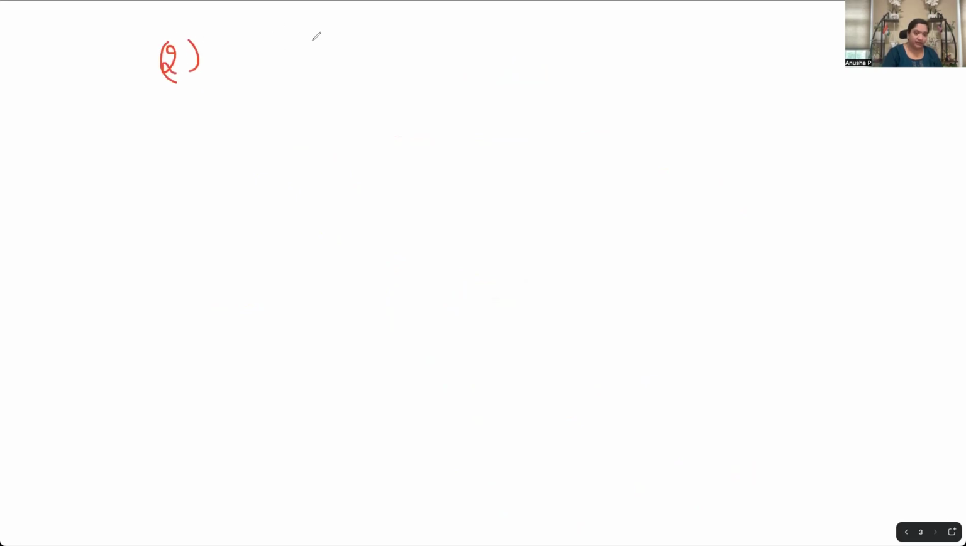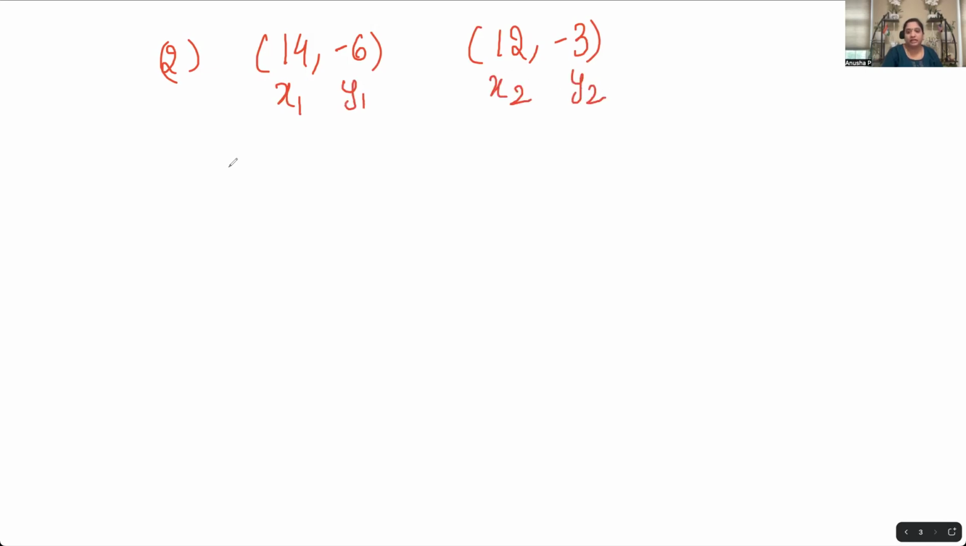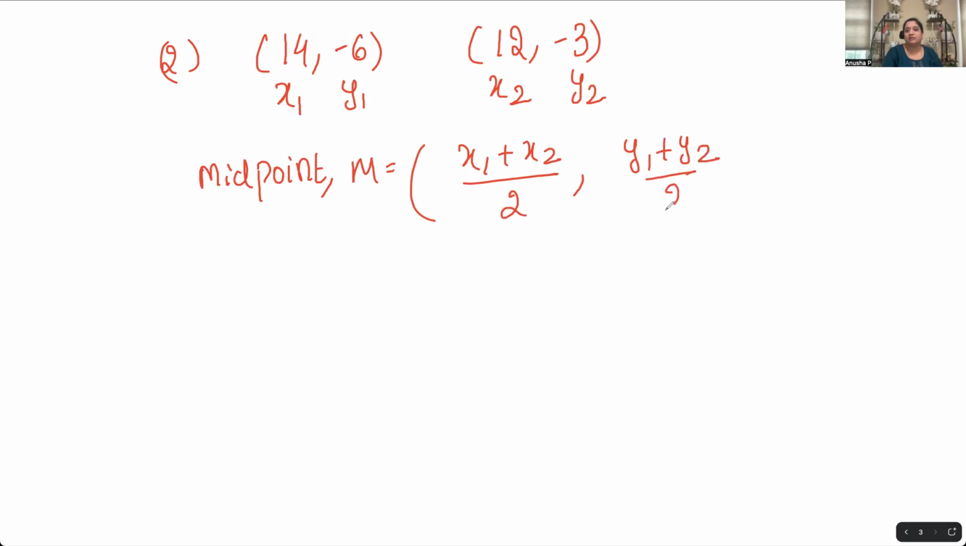Second example. We have 14 comma minus 6 and 12 comma minus 3. Okay. So first step, write the first point as x1 y1, second point as x2 y2. For any geometry questions, please write down the formulas. Then you will remember the concept forever. Most of the kids will write the formula on the top of the page and then they will try to solve the problems. But when you write the final test, then you will be in trouble for not remembering the formulas. Okay. Understand the formula and try to write it down for every question so it's easy to get good scores.